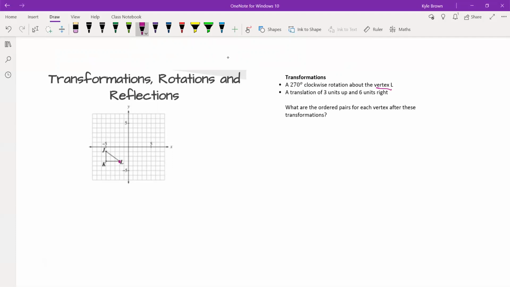So it's like that's a vertex, and that's a vertex. But they've said around vertex L. So what that means is that we're going to put our finger on L, and then this shape itself is going to be rotated, and it's clockwise, so it's going to be rotating that way, right? So put your finger on that and then move the rest of it around. And we're moving at 270 degrees.